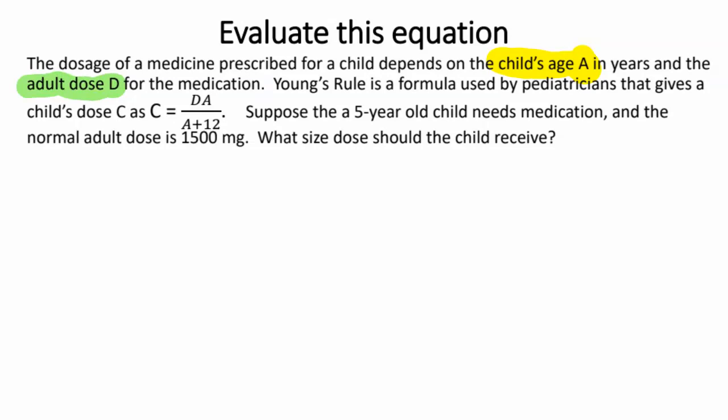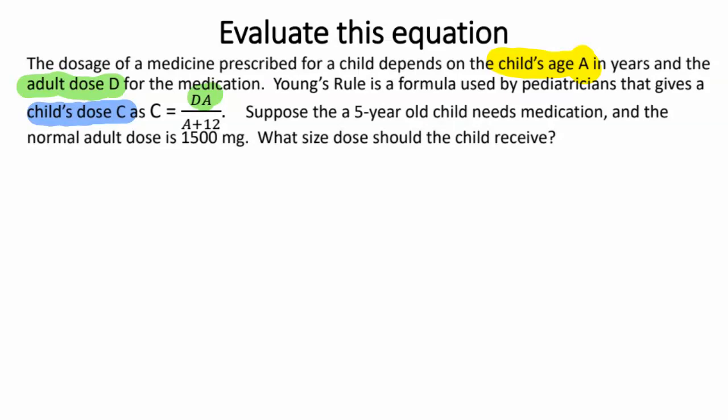And notice in this formula, a little bit further down, I have DA. That means the adult dose times the child's age. Now, this is known as Young's rule, a formula used by pediatricians to give a child's dose, C. Now notice, we got another little letter here, child's dose C, as C is equal to D times A, because when two letters are next together, they mean multiplying, and divided by A plus 12.